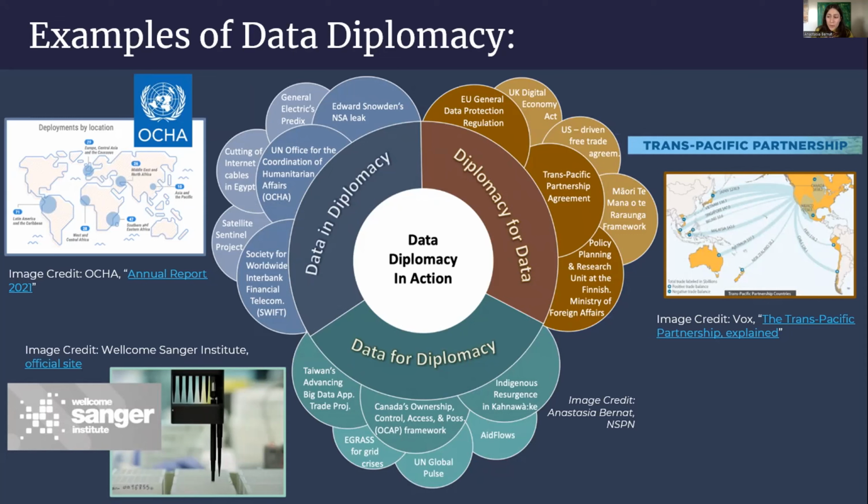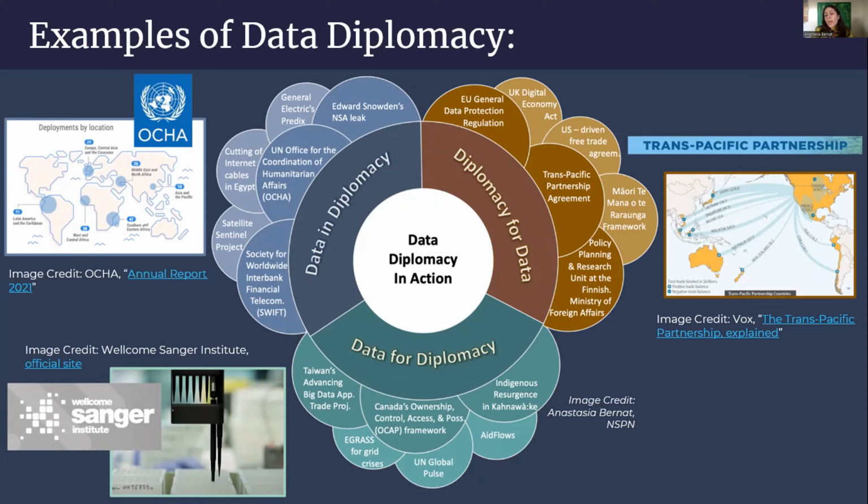In the bottom left corner is more of an example of data for diplomacy, which can look like the Genomic Surveillance Unit at the UK's Wellcome Sanger Institute. Not only have they really deployed these extremely interoperable genomic surveillance systems, but their data and work has generated these great global partnerships.